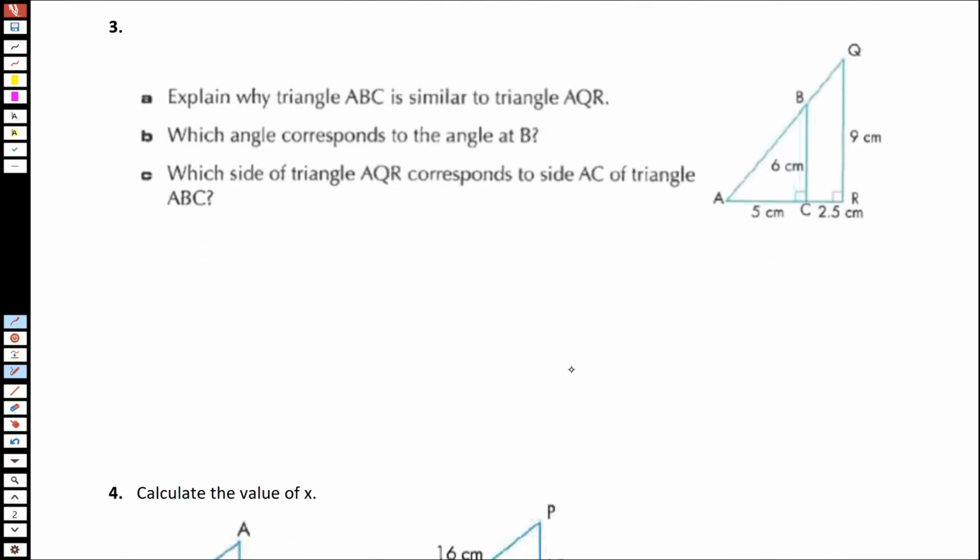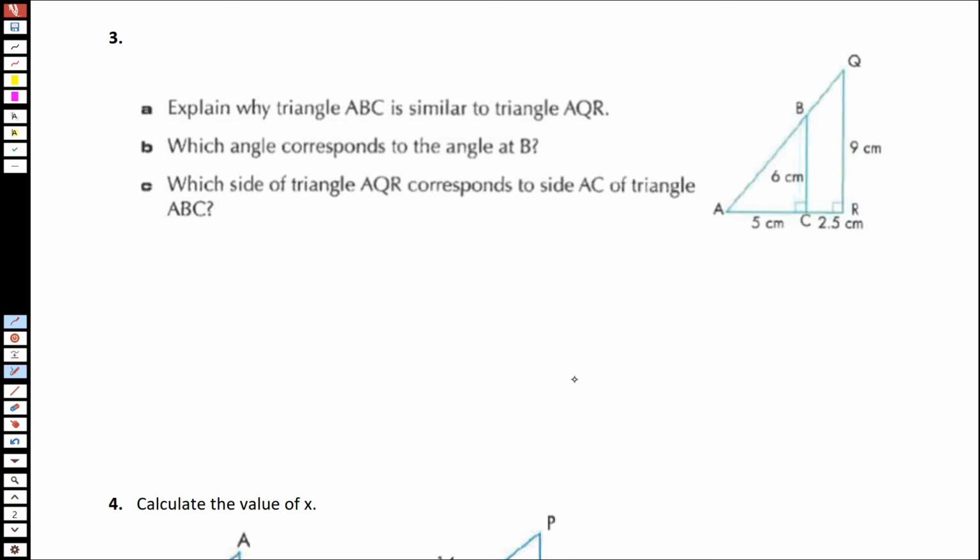Okay, number 3. Explain why triangle ABC is similar to AQR. What you can do in this case is sketch the two triangles, because you have one inside the other. Break them apart, just to help you visualize. So the smaller one is ACB, with the 90 degrees, and the bigger one is ARQ.